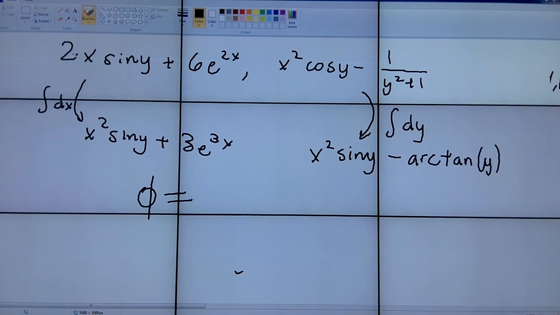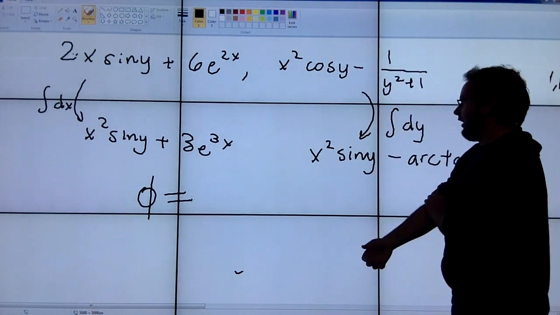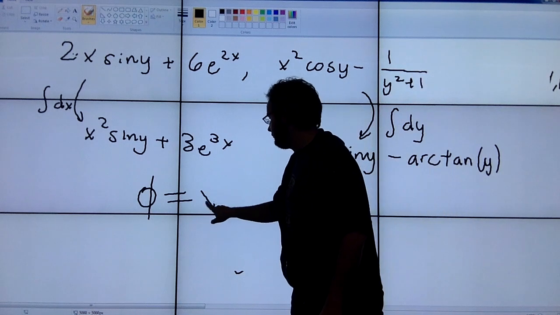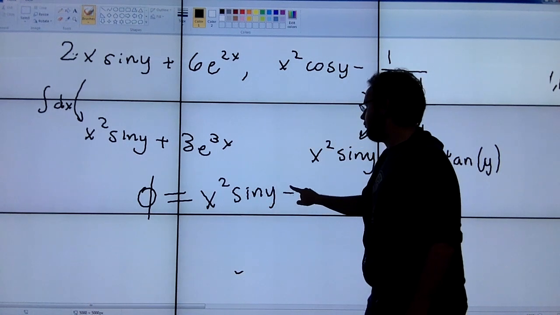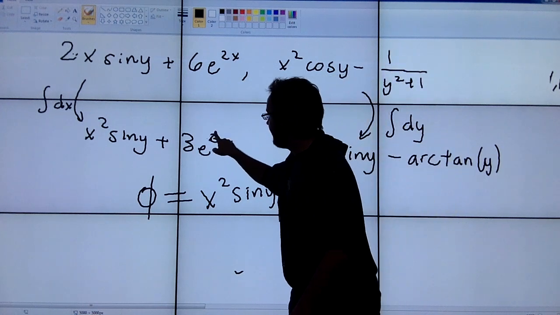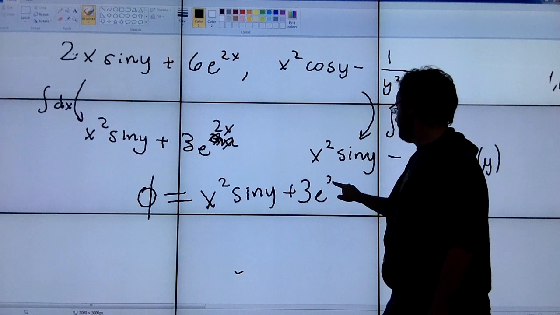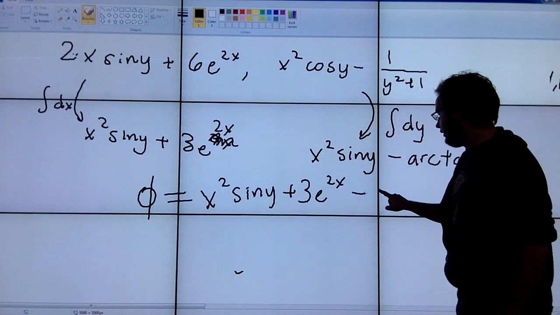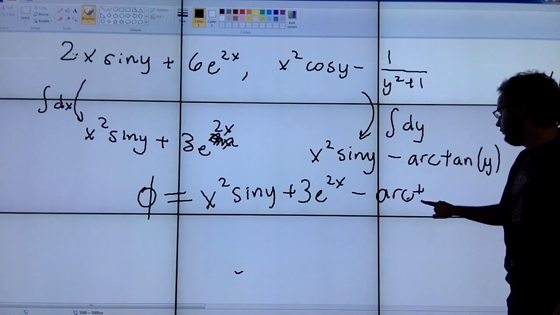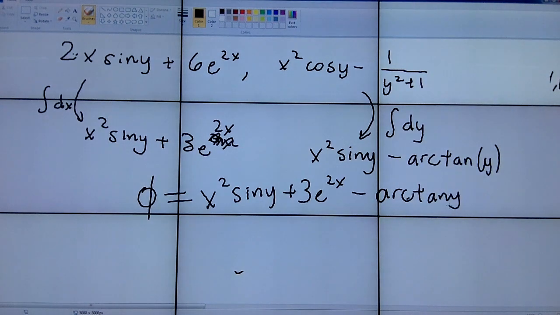What is phi? You take all the terms, collect them all, and don't double count. So we have an x squared sin y. We have 3e to the 2x. We already have the x squared sin y, so we don't count it again. And we have a minus arctan y. So our potential function is x squared sin y plus 3e to the 2x minus arctan y.